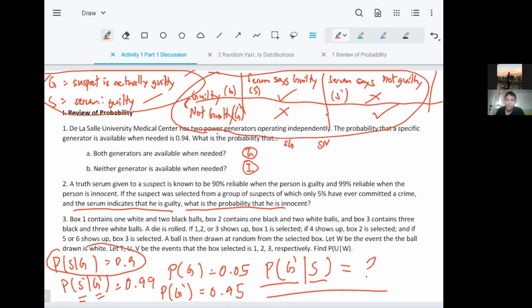So maganda na rin talaga na yung letters are G for guilty, S for serum, para hindi mag-halo-halo sa dulo. Pero mga tricks lang naman yun eh. Dapat yung concept ay kung kuha naman kahit anong letter, ayos lang. Okay na? Number 3. 3 na tayo. Sige, 3. Let's go. Number 3.